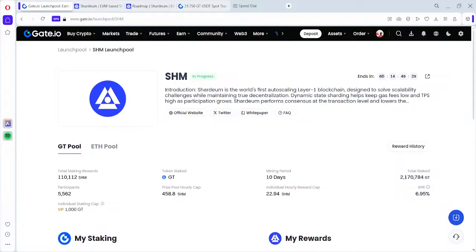Finally, there's high capacity. The network's ability to handle a large volume of transactions per second, which is crucial for scalability, enabling the network to support a growing number of users and applications without performance degradation. Okay, so those are the things we can come across with the project Shardeum.